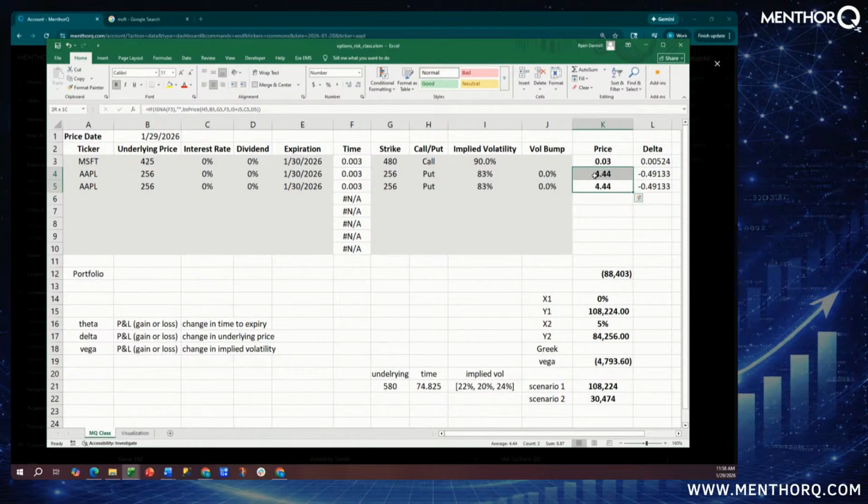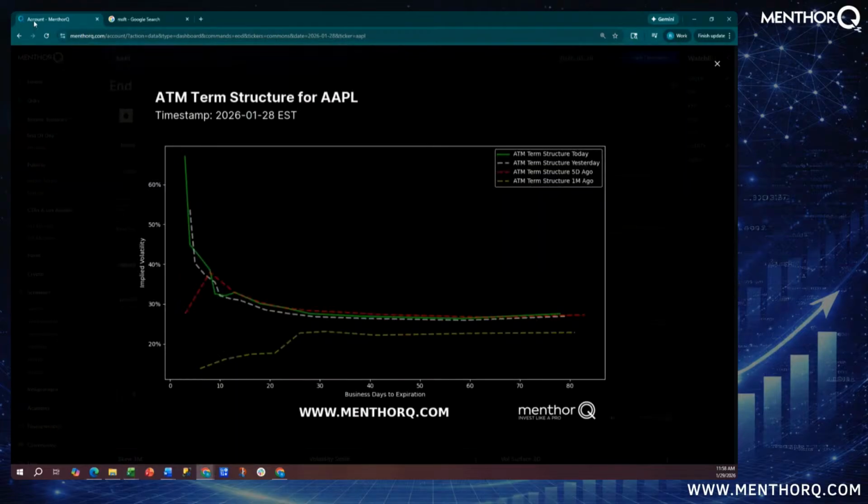Alternatively, if you think that the market's going to move less than $8.80, you can look at selling the straddle. And as long as the move tonight, tomorrow is less than $8.80, you'll make money. Quick reminder.